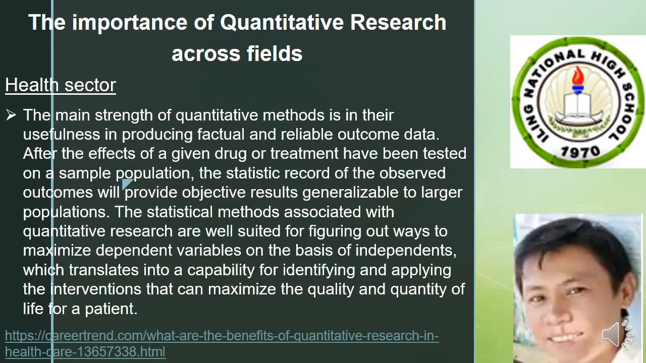The statistical methods associated with quantitative research are well suited for figuring out ways to maximize dependent variables on the basis of independence, which translates into a capability for identifying and applying the intervention that can maximize the quality and quantity of life for a patient.